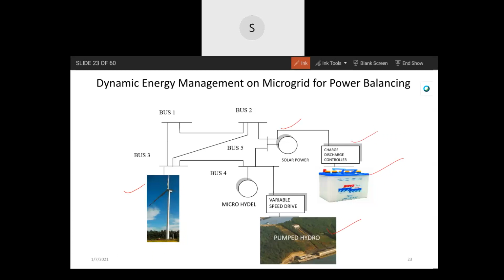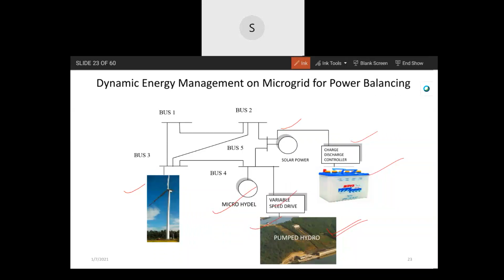Pumped hydro means, usually in a pumped hydro, the turbine generator will act as the pump as well. That's not the case here. You should have a separate pumped hydro. The motor pump will be there separately, different from a turbine. Micro hydro is the turbine generator, and the hydro storage is the motor pump.